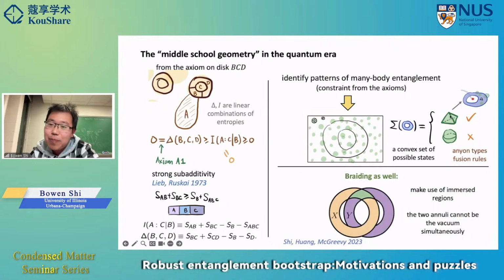I guess I didn't talk about braiding, but let me just mention it briefly. For braiding, we can consider a locally embedded region in the background, and we can identify the state that lives on this locally embedded region. The interesting thing is that the global state living on this immersed region can't simultaneously obtain the vacuum on annulus X and Y. So they must be talking to each other in a non-trivial way. And that's a key point. With that, we can fill in the rest of the proof and show the braiding must be non-degenerate for the anyon theory.